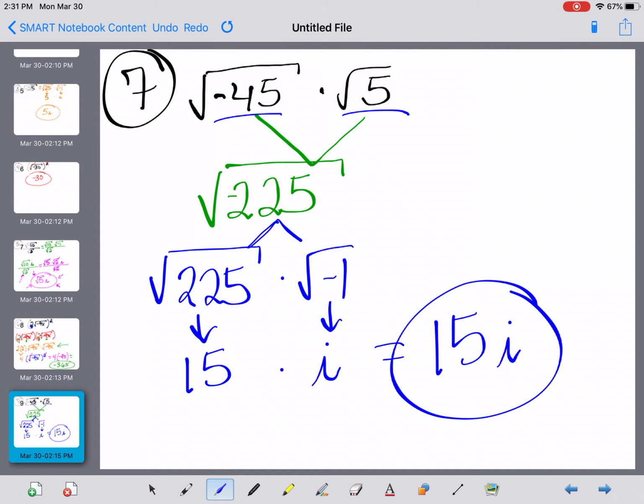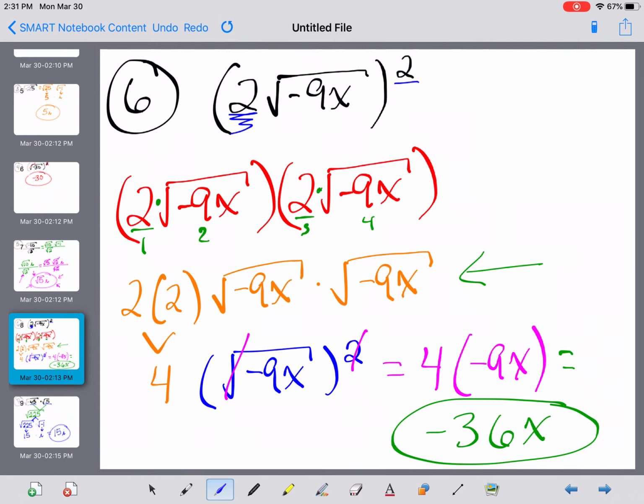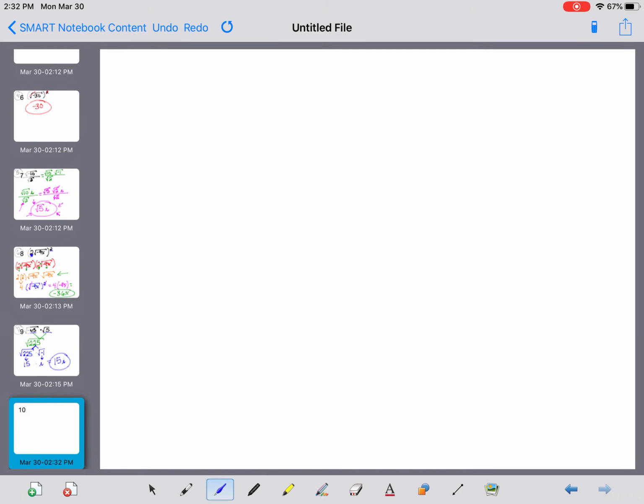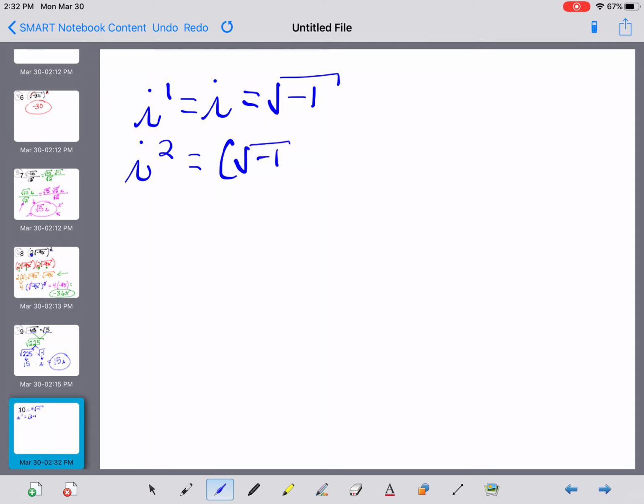Things to keep in mind, if you didn't necessarily notice that squaring undoes square rooting, is you're going to want to keep that initial rotation of i in mind, where i to the first power is equal to i, which is the same thing as the square root of negative 1. i to the second power is the same thing as the square root of negative 1 squared, which is negative 1.